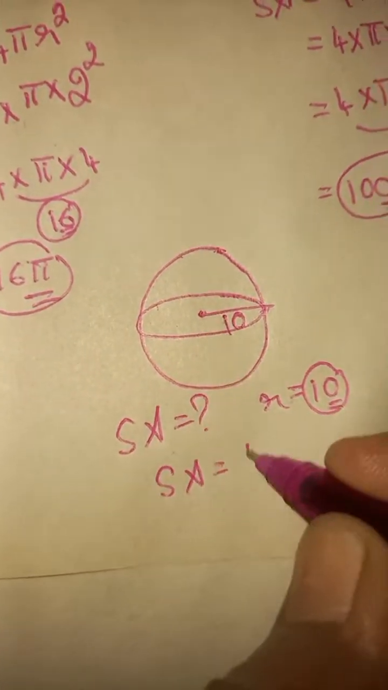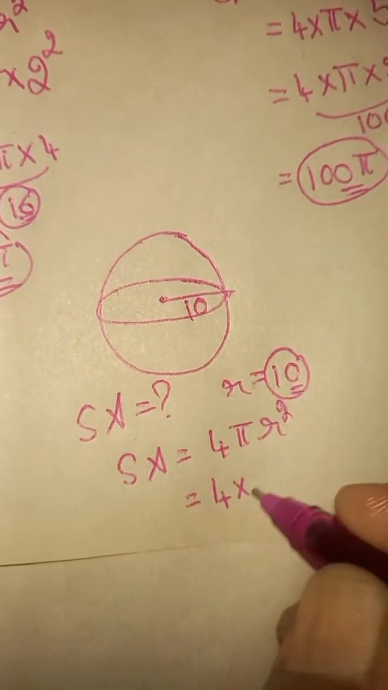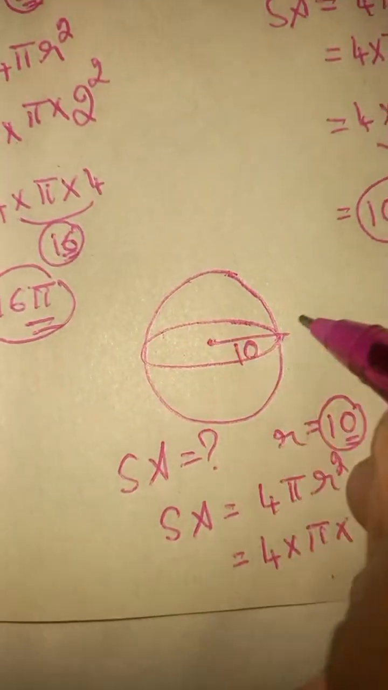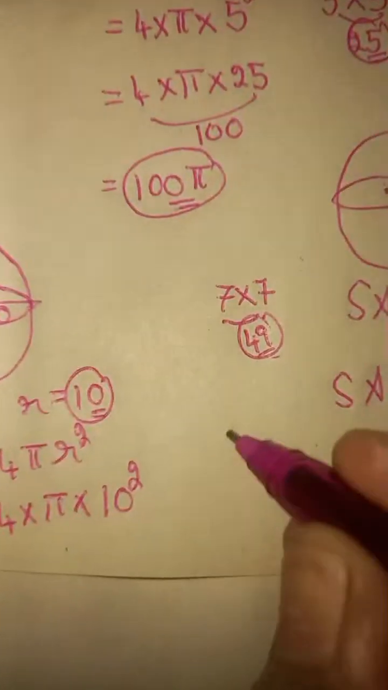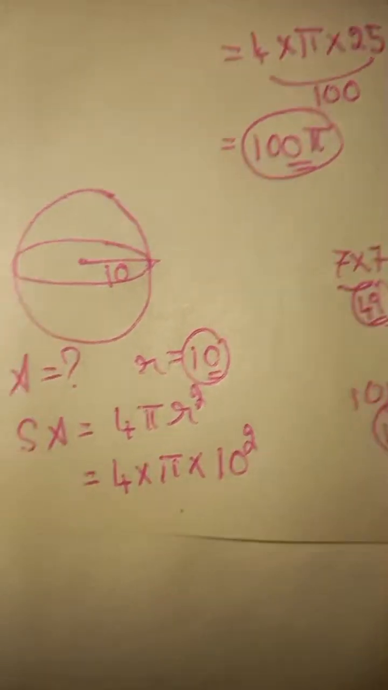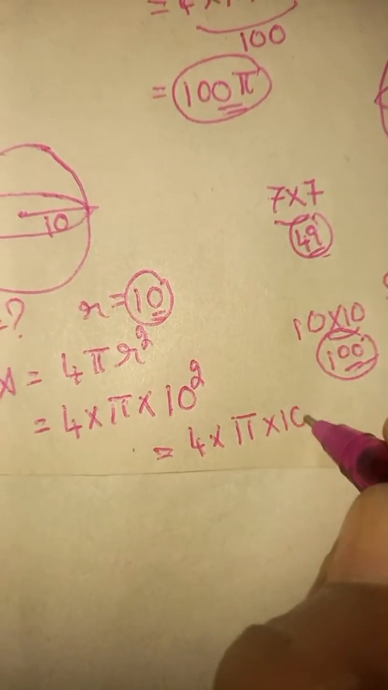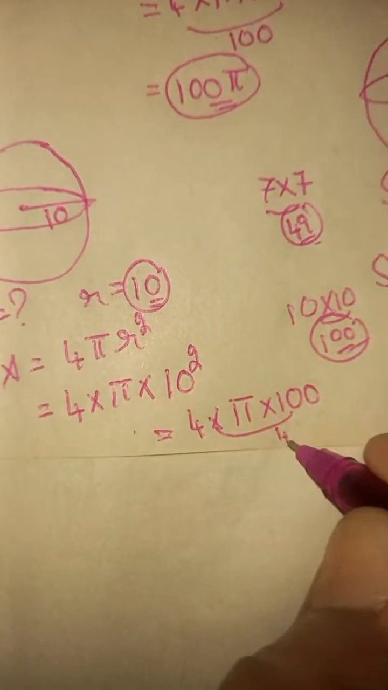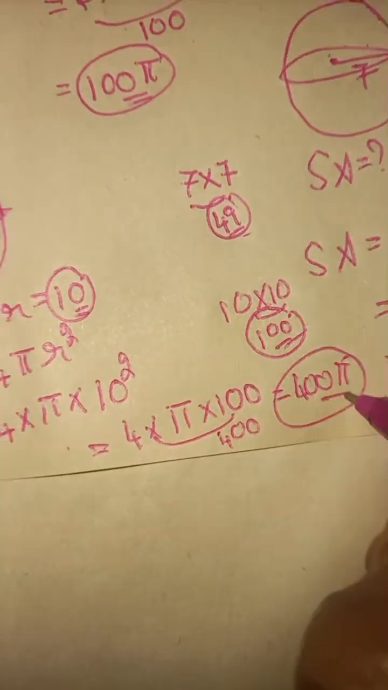Surface area of a sphere is 4 pi r square. Here it is 4 times pi times the radius, they have given us 10 units, so it is 10 square. 10 square means nothing but 10 times 10. 10 times 10 is 100, so this also becomes equal to 4 times pi times 100. 4 times 100 is 400, so it becomes 400 pi square units.